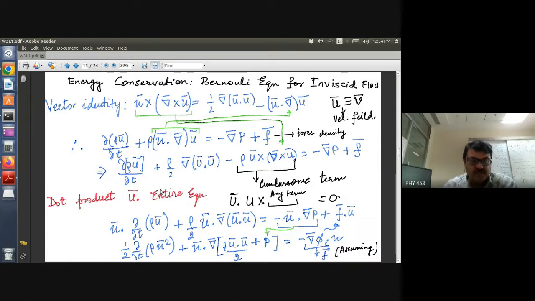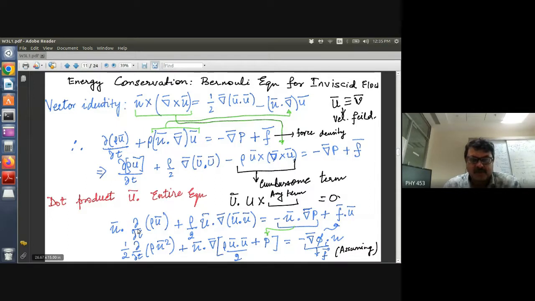So what I have done is take the dot product of u with the entire equation, and u dot curl of any quantity. This quantity is perpendicular to u because you've taken a curl. So this is perpendicular to u, and now you have taken a dot product with that vector, so obviously it's going to give 0, right? So this term is going to drop out.